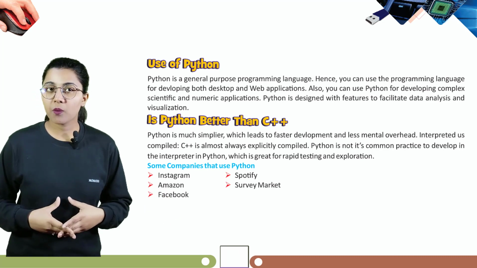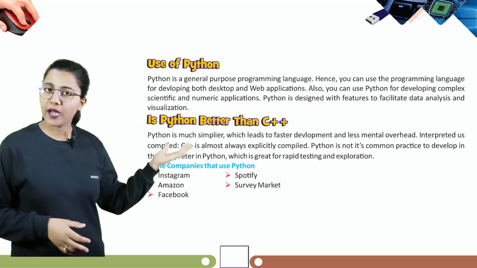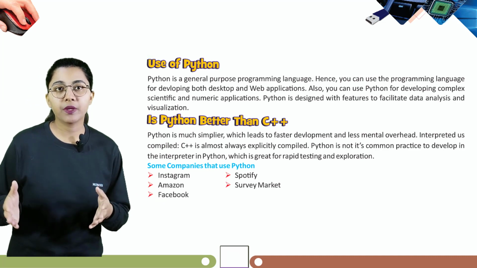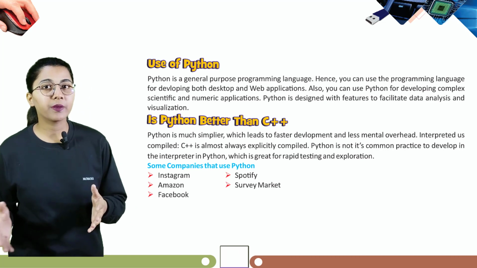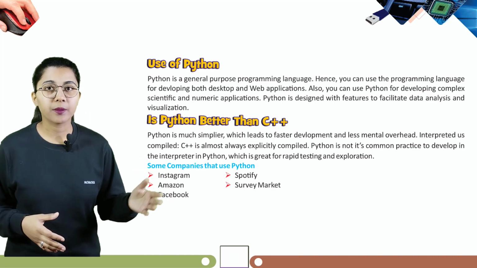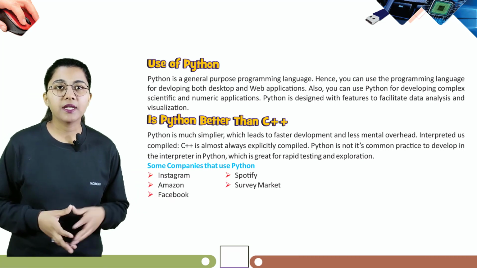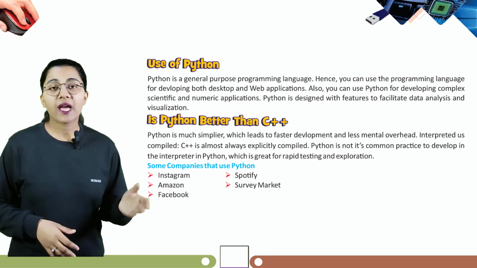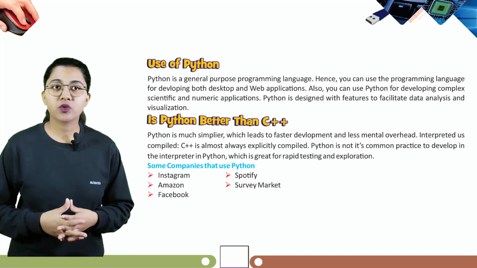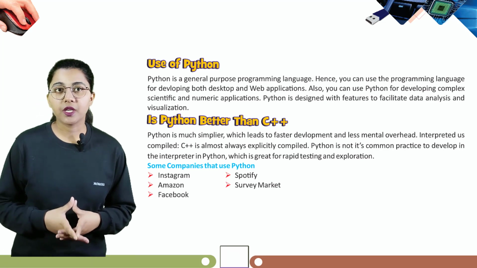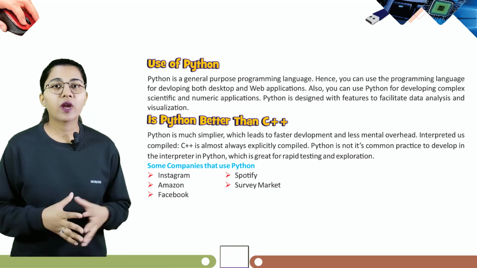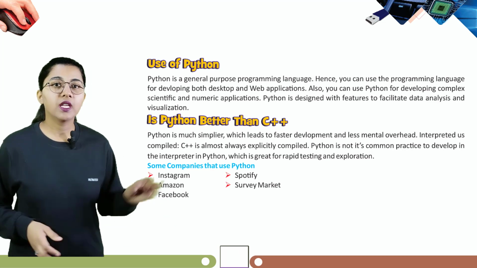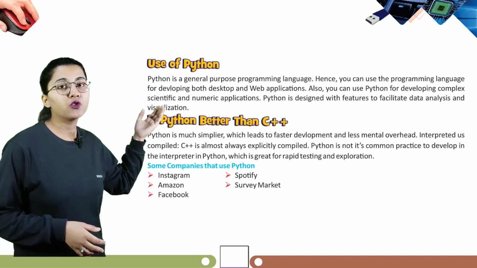Now, our next topic is, is Python better than C++? So, Python is much simpler, which leads to faster development and less mental overhead. Interpreted as opposed to compiled, C++ is almost always explicitly compiled. In Python it is a common practice to develop in the interpreter, which is great for rapid testing and exploration.